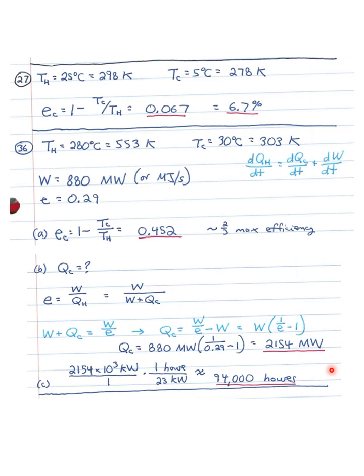And then question C gives some practical use of this waste heat. It says how many houses, each requiring 23 kilowatts of heating power, could be heated with the waste heat from this plant? Well, 2154 megawatts, I want to put that in kilowatts, is 2154 times 10 to the third kilowatts. And then we're going to multiply by one house per 23 kilowatts, and we get 94,000 houses could be heated by the waste heat.